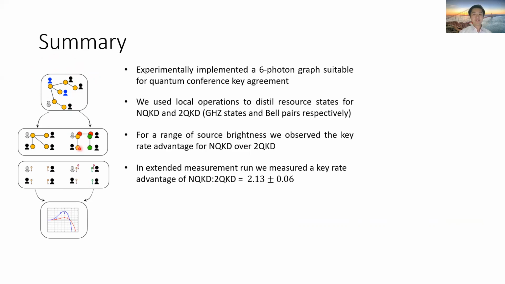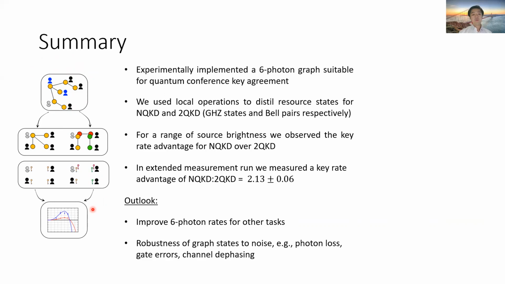We then measured the noise terms for each of the cases in order to evaluate their asymptotic key rates. And we found that for the extended measurement, the performance of the NQKD over the 2QKD was just over 2. Moving forward, we would like to address the modest 6-photon rates that are observed here in order to explore other quantum communication and cryptographic tasks using this as a network primitive.